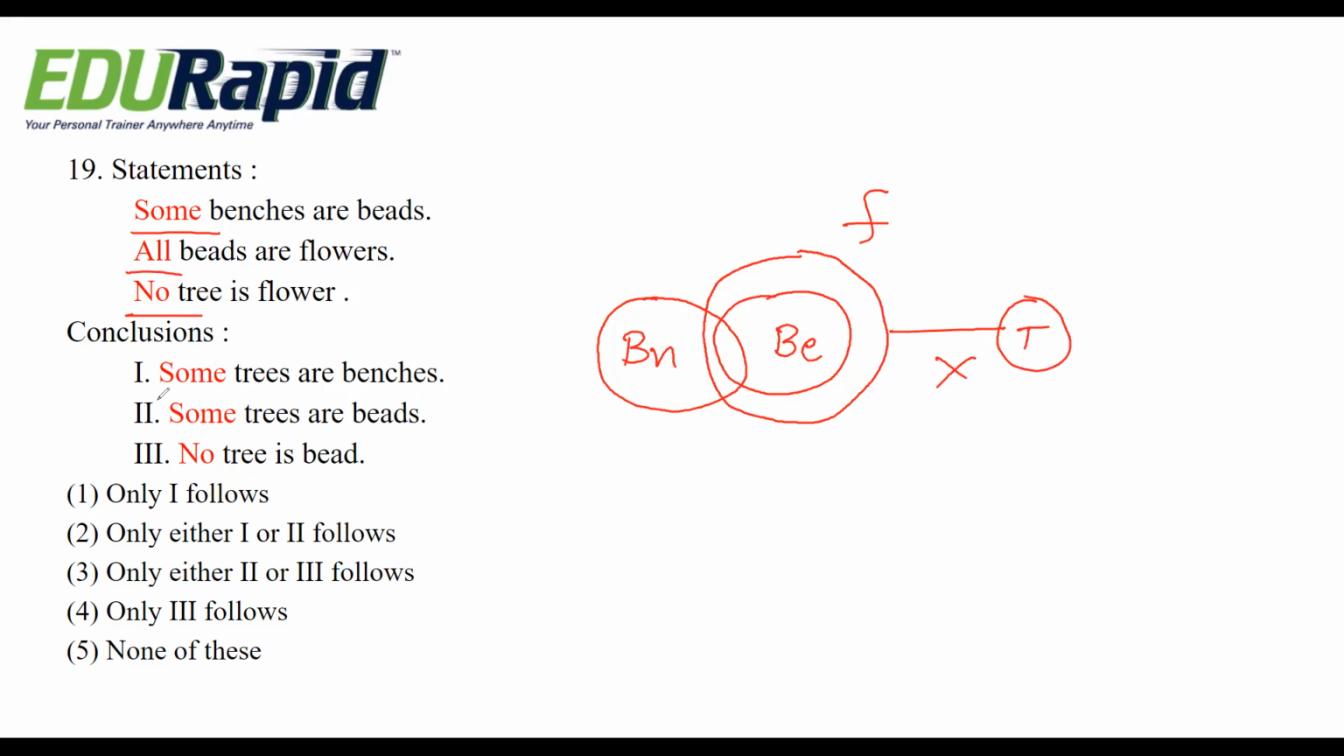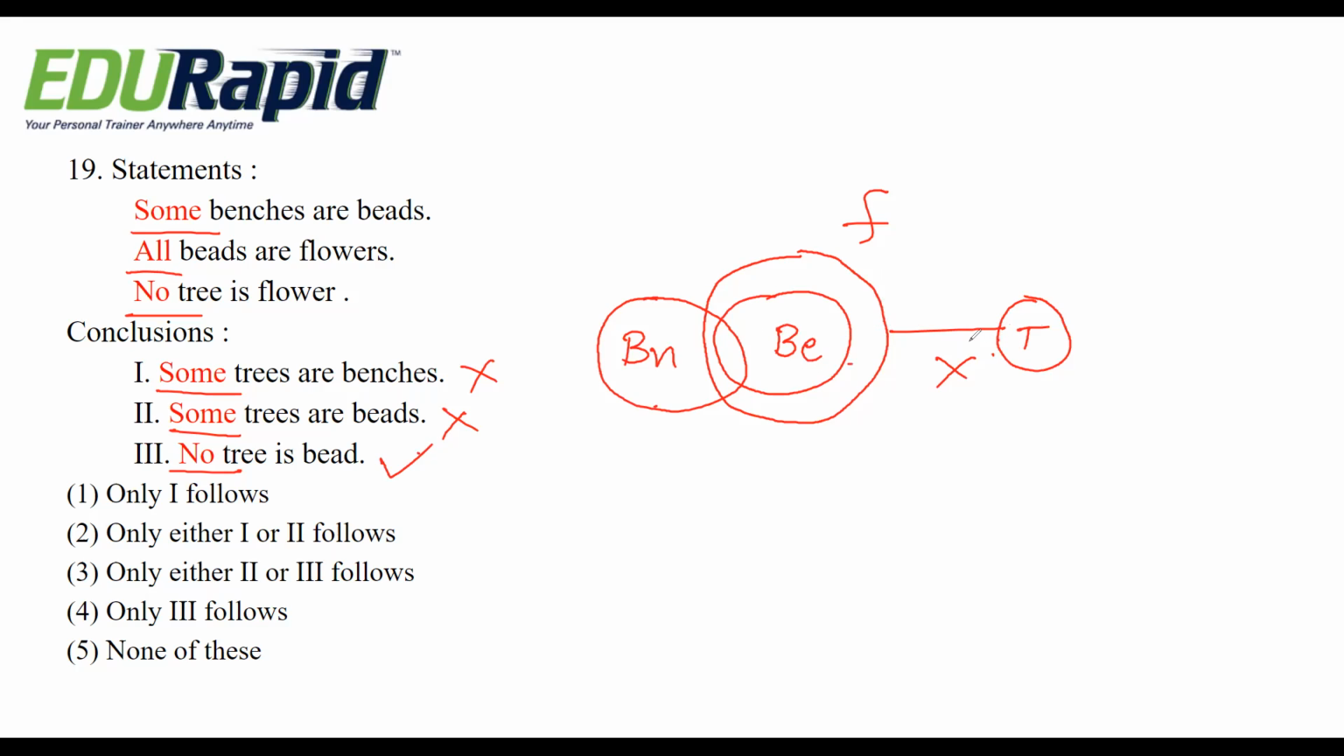Conclusions: some trees are benches. Does not follow because the tree and benches circles do not connect to each other. Some trees are beads. No, it is also not connected. And the last conclusion, no tree is bead. Yes, it follows because all beads are flowers and no flower is tree, so the circle T does not enter this outer circle. So no tree is bead is possible.